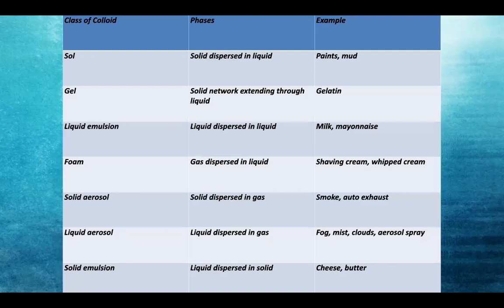So these are different classes of colloids here along the left-hand side. There are the phases in the middle and examples. So a sol is a solid that is dispersed in a liquid. Examples are paints and mud. You've got gels, which is a solid network extending through the liquid, and gelatin is an example of that. Liquid emulsion, a liquid dispersed in liquid: milk and mayonnaise.